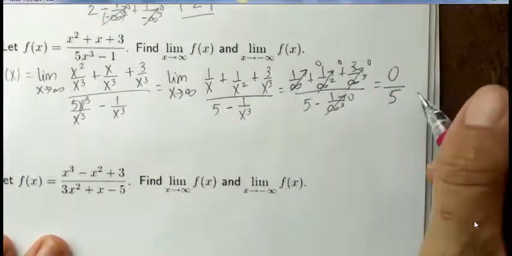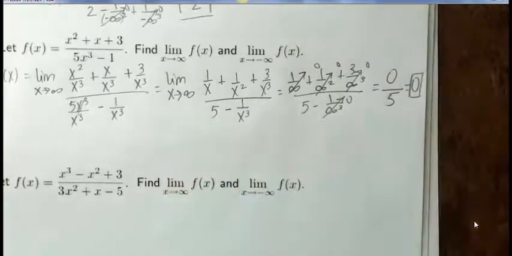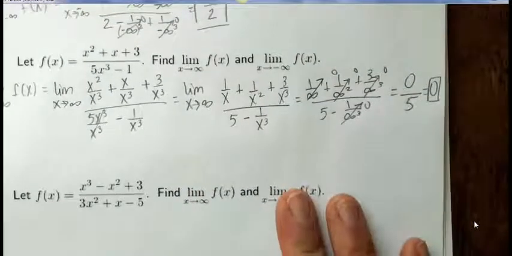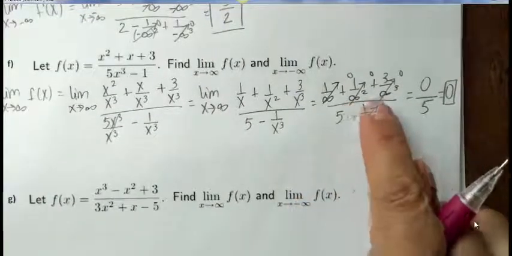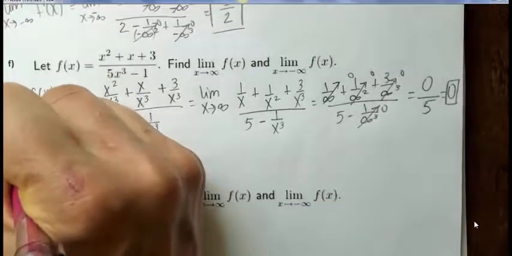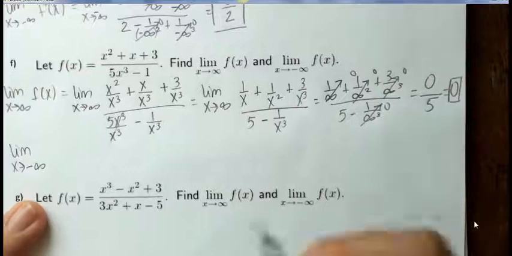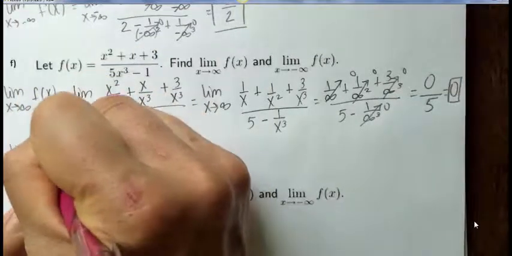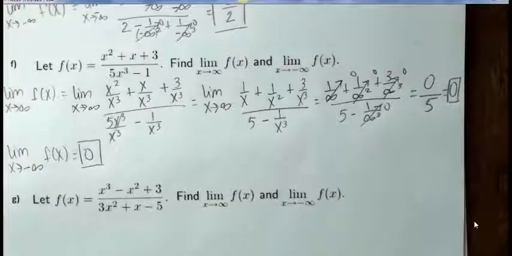1 over infinity cubed goes to 0, so this is going to be 5. Well, what is 0 divided by 5? That, in fact, is 0. And if I were to do the same thing with negative infinity, was it going to change anything at all? No, it's also going to give me 0.